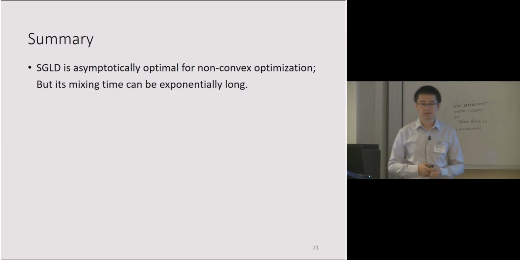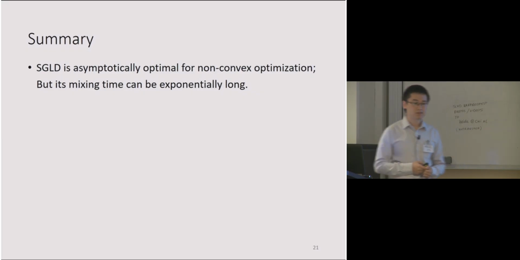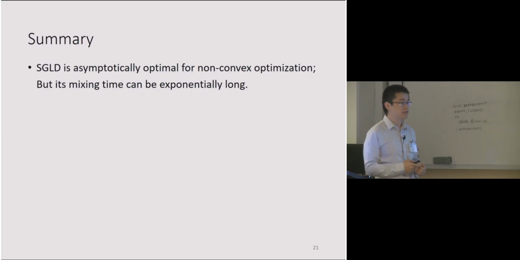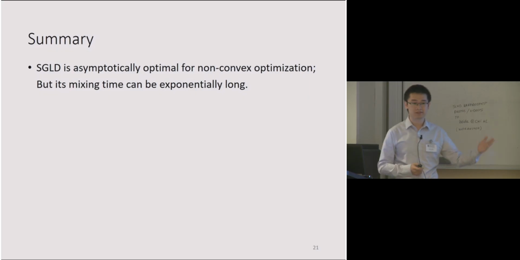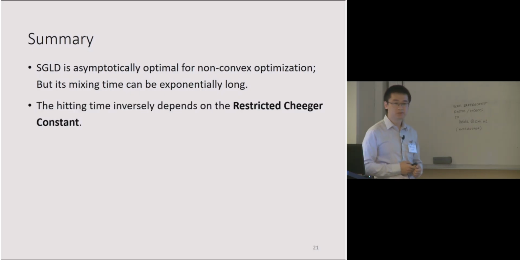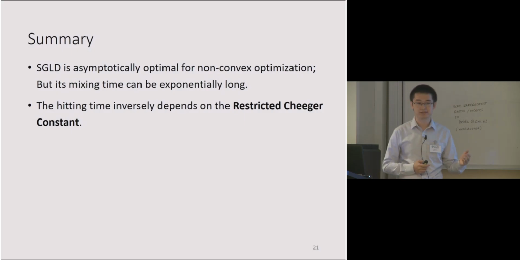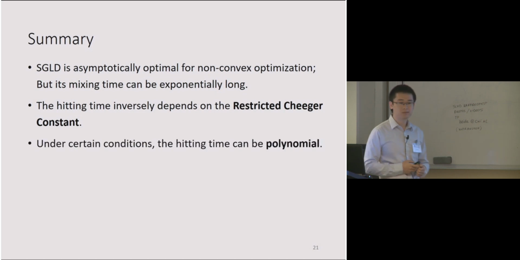Finally, it's time to summarize the talk. We're interested in SGLD because it is an asymptotically optimal algorithm for non-convex optimization. The issue is that the mixing time of the algorithm can be exponentially long for general non-convex functions. So this motivates us to study the hitting time. And generally, we are able to show that the hitting time depends on the restricted Cheeger constant, which is a quantity that we define in this talk. By lower bounding the restricted Cheeger constant, we're able to prove polynomial upper bound on hitting time.